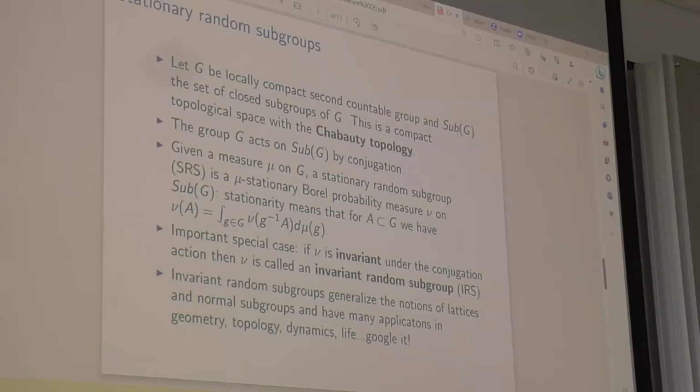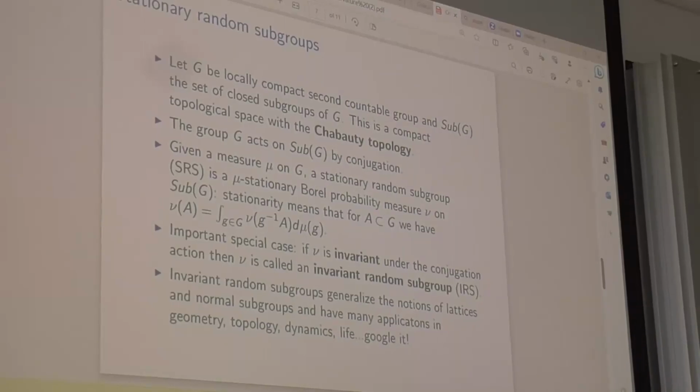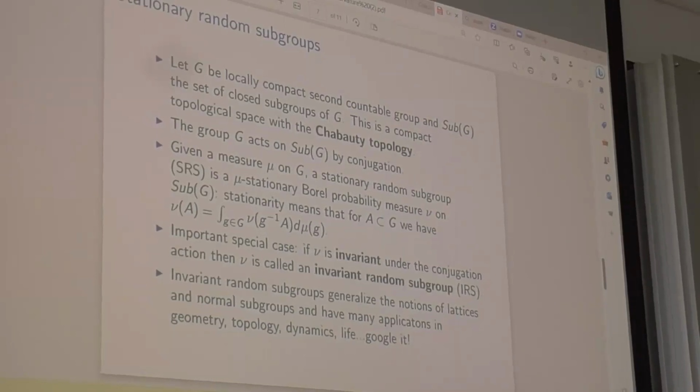And IRS is a subject that has been studied for a long time now. It generalizes the notion of lattices and normal subgroups. You can use IRS for SL2R in an interesting way. You can do lots of things with it. But sometimes it's not enough to consider invariant measures. You also need to think about stationary measures. So that's what we did.